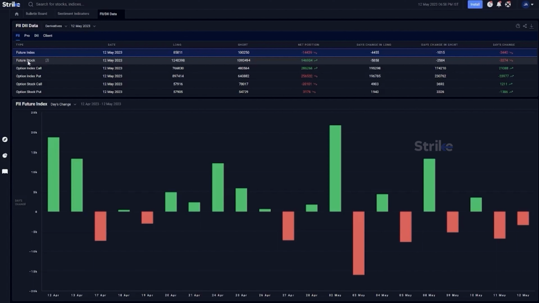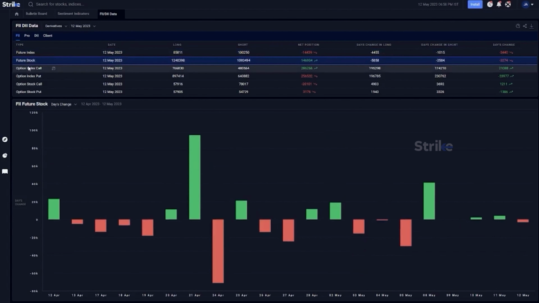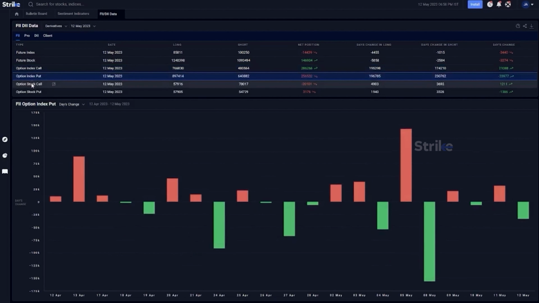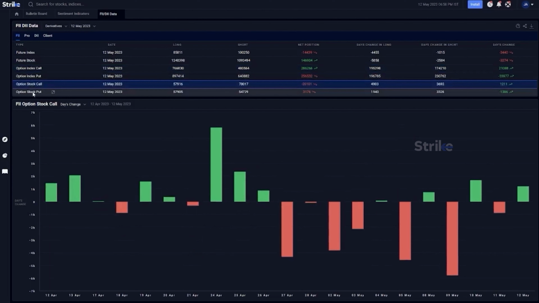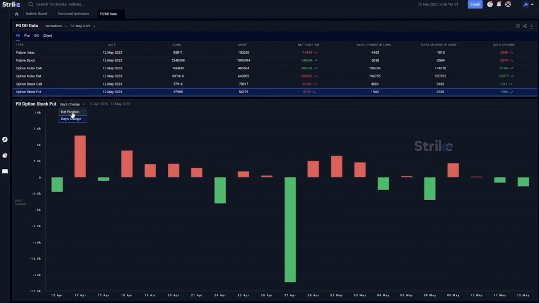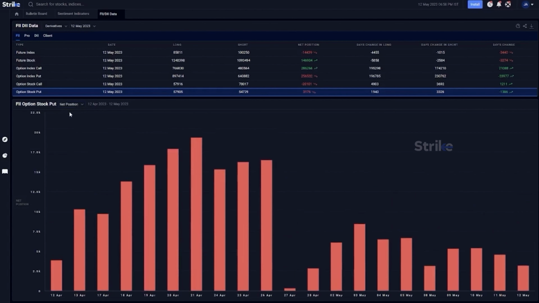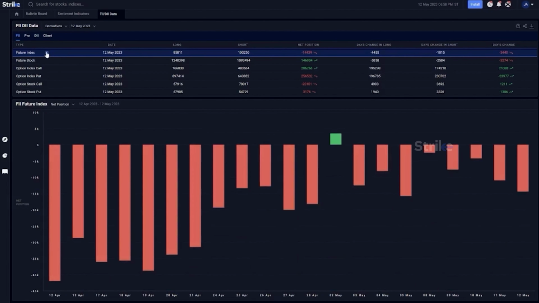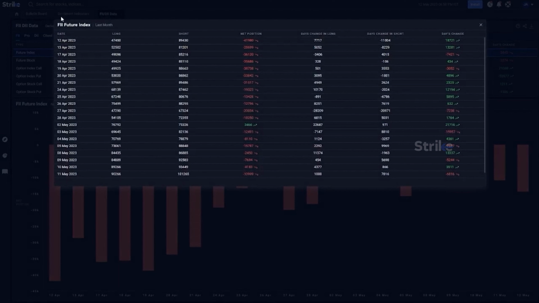So similarly, you can see the FIIs activity in the different instruments, that is in the stock futures, in the index call option, or in the index put option, in the stock call option, or stock put option. Now over here again you can change and see the net position, and that is how it will look. If someone wants to see the data, then they can click the icon over there.